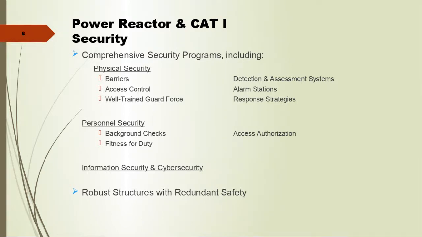Also, we typically have an expectation these facilities will have some level of personnel security. They'll conduct some level of background checks. Fitness for duty is usually drug and alcohol testing, and then access authorization, which says you have a right to be in the facility. And then there will be information security and cybersecurity requirements as well. The expectation here is that you'll have robust structures and redundant safety and security features.